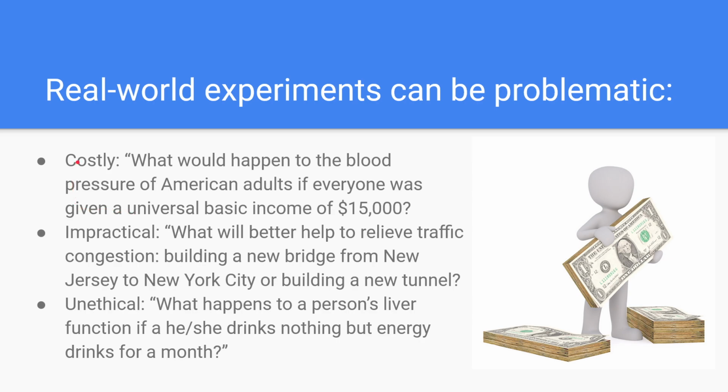Also, some experiments would be impractical. So you might have a research question of what would better help relieve traffic congestion in New York City: building a new bridge from New Jersey to New York, or building a new tunnel, because tunnels and bridges usually have different traffic patterns. One way you could do it is you could build both, and you could open one up for a year and then close it, and then open the tunnel up for a year and then close it, and then compare the bridge and the tunnel data. Well, that's not very practical.